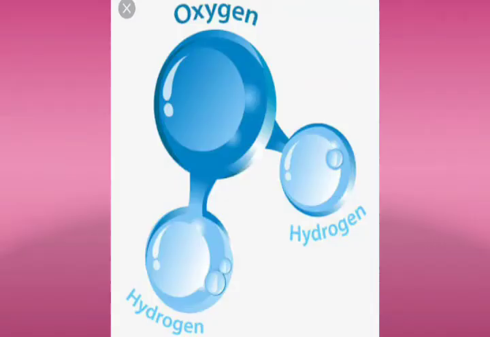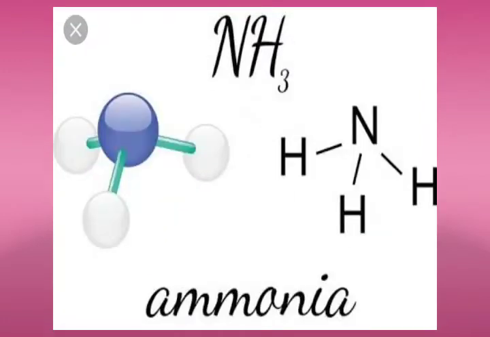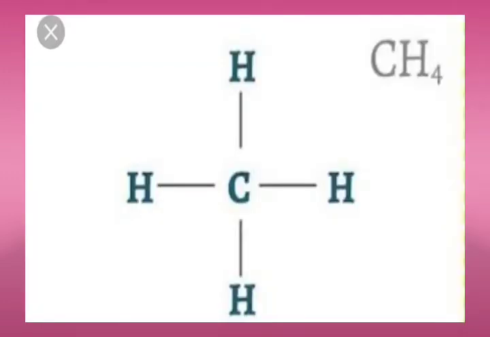Another example, H2O. H2O is the formula of water. So, in water, one atom of oxygen combines with two atoms of hydrogen and so the valency of oxygen is 2. In the same way, in ammonia, one atom of nitrogen combines with 3 atoms of hydrogen. So the valency of nitrogen is 3. In the same way, in a methane molecule, one carbon atom combines with 4 atoms of hydrogen and hence the valency of carbon is 4.